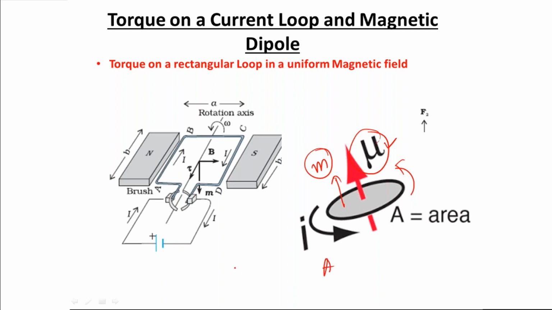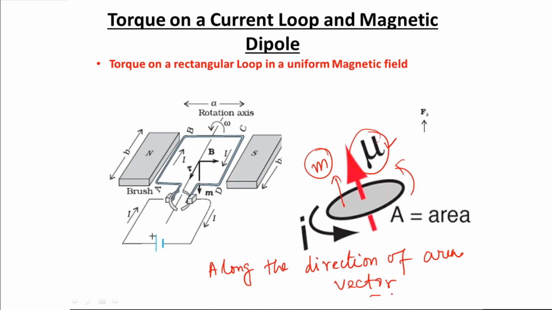And in fact, you can say this is along the direction of the area vector. So magnetic moment is always along the direction of the area vector. So what is the direction of the area vector? Area vector is always directed outward normal to the area. This is the area, this is the outward normal in this direction. But obviously, if you use this right hand grip rule, it will surely give you the direction without any discrepancy.